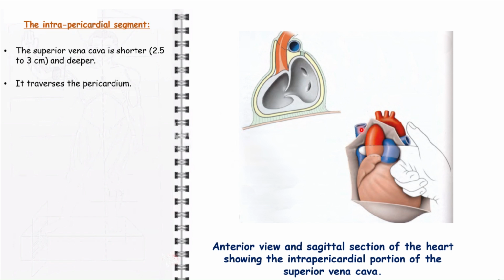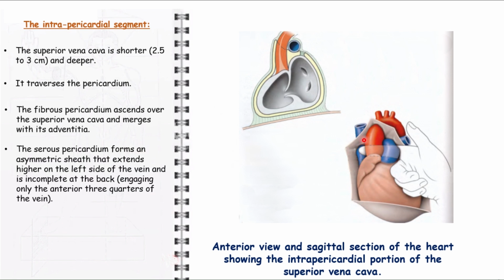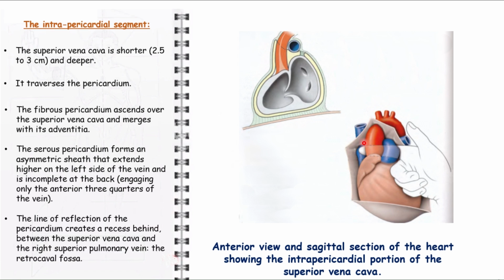The fibrous pericardium ascends over the superior vena cava and merges with its adventitia, whilst the serous pericardium forms an asymmetric sheath that extends higher on the left side of the vein and is incomplete at the back, engaging only the anterior 3/4 of the vein. The line of reflection of the pericardium creates a recess between the superior vena cava and the right superior pulmonary vein, called the retrocaval fossa.